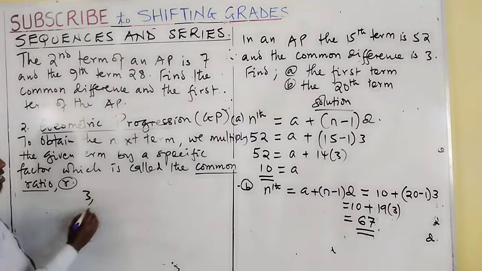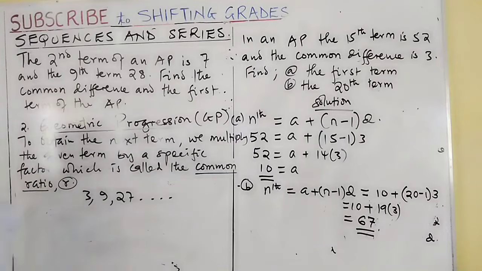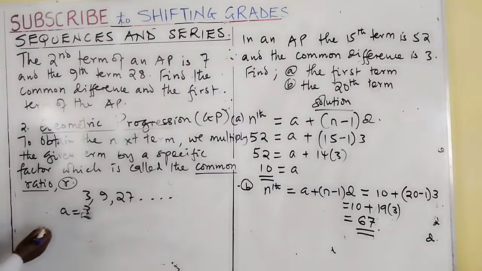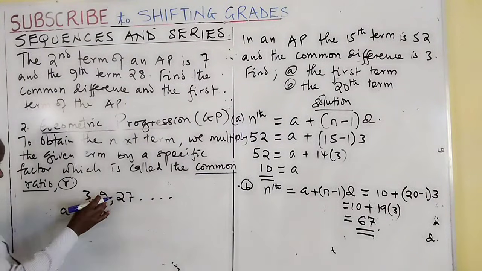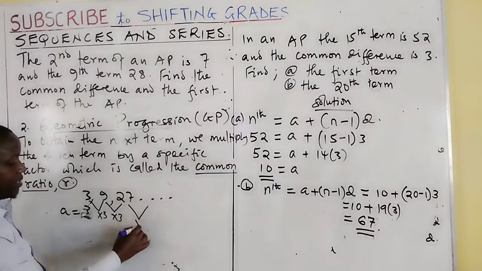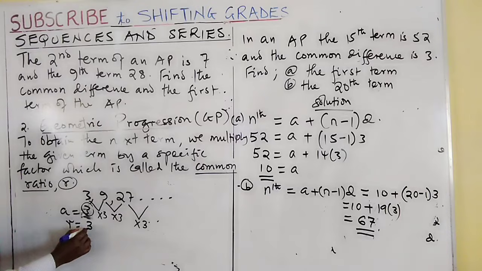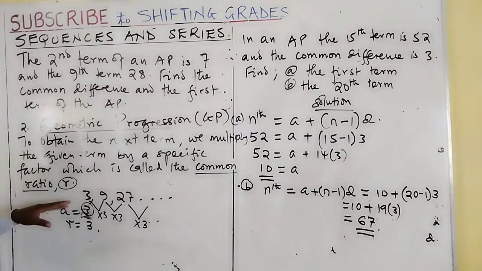For example, when we have 3, 9, 27, and such, you find the first term here, a, is 3. To get the next term, which is 9, we have multiplied 3 with 3. And from 9 to obtain 27, we have multiplied with 3 again. So to obtain another number here, it means we multiply by 3. Therefore, in this case, we have the first term as 3 and the common ratio as 3 also.